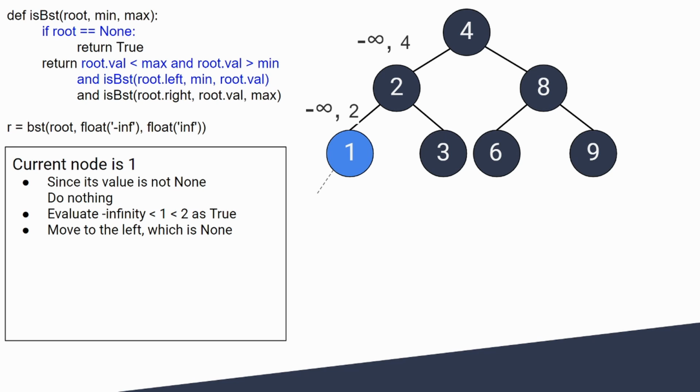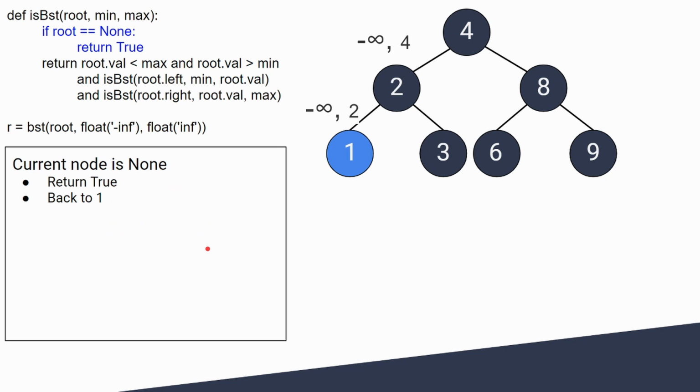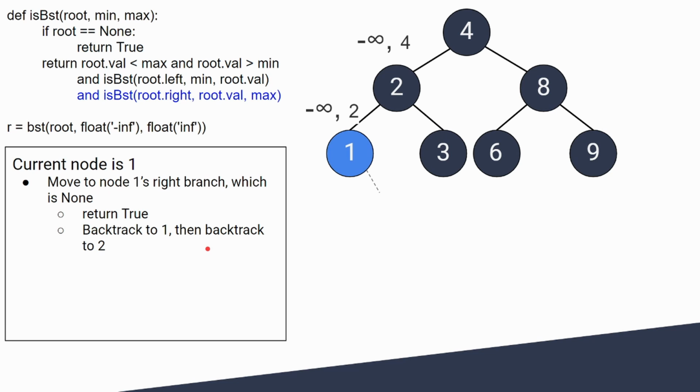For 1, since it isn't none, you do nothing. Since it's in between negative infinity and 2, you move to its left, which is none. That returns true, and then you backtrack back to 1. Then you go to its right branch, which is none. So you return true and backtrack back to 1, and then backtrack to 2.